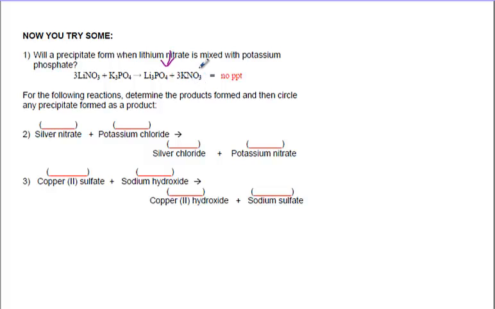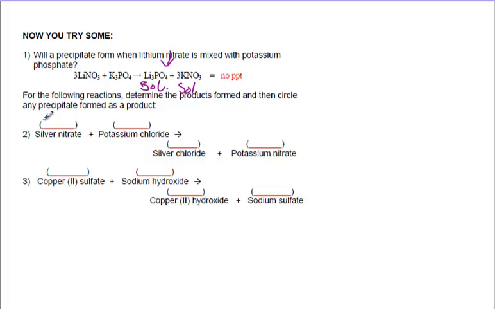If you go to table F, notice lithium. Lithium is a group 1 ion, and there are no exceptions for group 1 ions. So this one is soluble. I'm just going to write soluble here, SOL, to help us. And then I have potassium nitrate. Potassium is also a group 1 ion with no exceptions. So this one's soluble. Therefore, there is no precipitate.